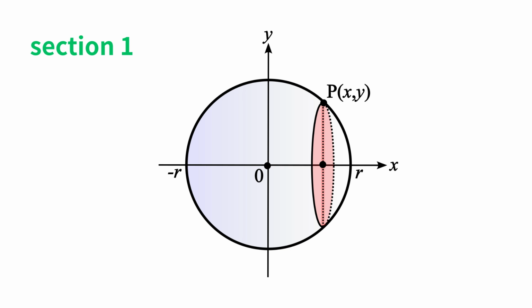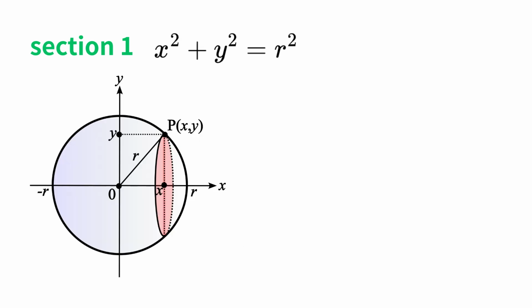The cross-section you get is a circle, this red region right here. Let the coordinates of point P be x, y, and the radius of the sphere be r. Then a right triangle appears. When you see a right triangle, what comes to mind? Of course, the Pythagorean theorem. x squared plus y squared equals r squared. We can rewrite this as y squared equals r squared minus x squared. Keep this equation in mind. We'll use it in a moment.